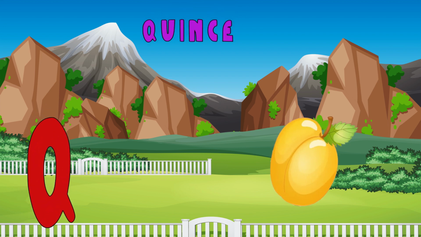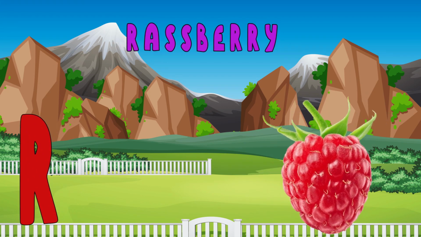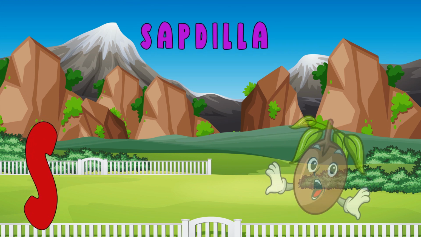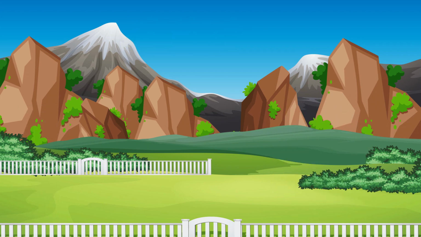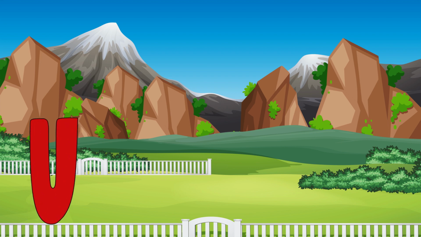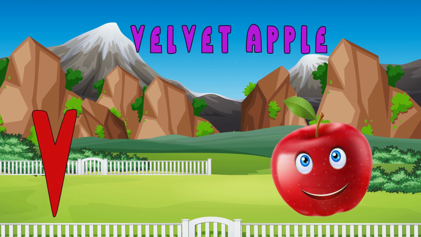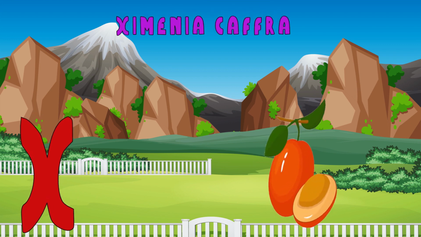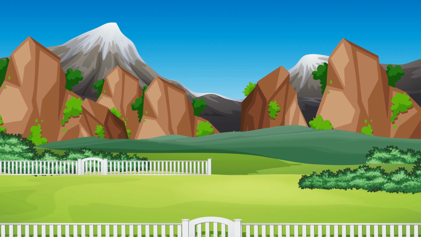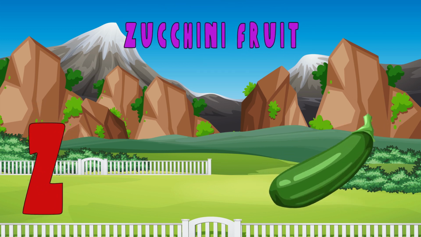Q is for quince. R is for raspberries. S is for sapodilla. T is for tomato. U is for lovely. V is for velvet apple. W is for wineberries. X is Samania caffra. Y is yam. Z is for zucchini fruit.